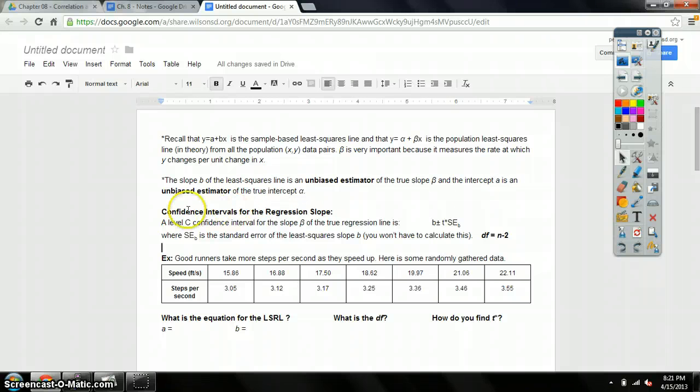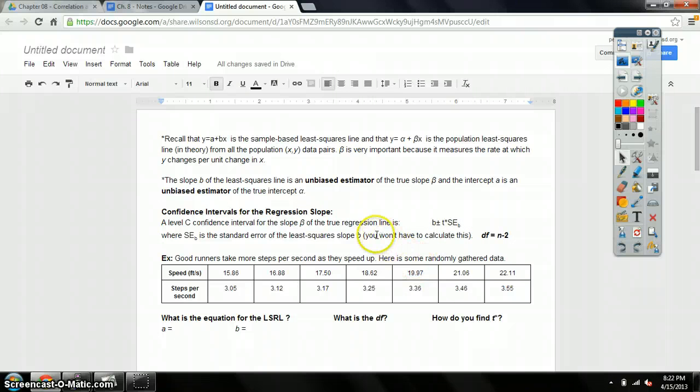So we really want to find confidence intervals for the regression slope. So if you remember confidence intervals, we've mainly been working with 90%, 95%, 99%. No matter what the percent is, we're looking for that level. So a level C confidence interval for the slope beta, the true regression line, is the sample slope b plus or minus t star, which remember t star is your critical value, times the standard error of the least squares slope b.